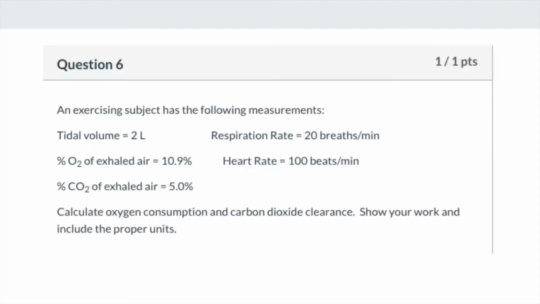The final question: an exercising subject has the following measurements. Tidal volume at 2 liters, the percentage of oxygen in exhaled air is 10.9%, the carbon dioxide in exhaled air is 5%, the respiration rate is 20 breaths per minute, and the heart rate is 100 beats per minute. Calculate oxygen consumption and carbon dioxide clearance. Show your work in the proper units.